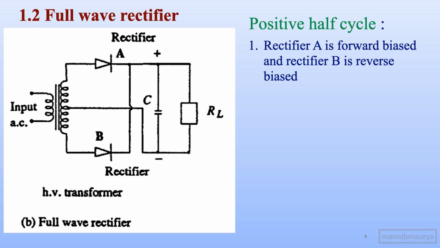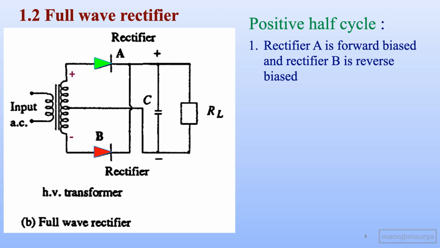So let us highlight the polarity for positive half cycle. The upper terminal of the transformer secondary is at positive potential with respect to the lower terminal. We can see rectifier A is indicated with a green color, indicating that it is forward biased, while rectifier B is indicated with a red color, indicating that it is reverse biased.